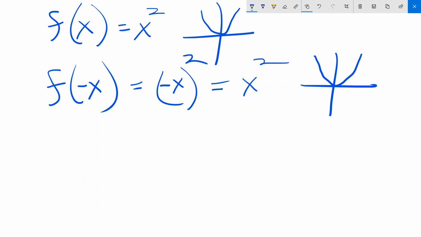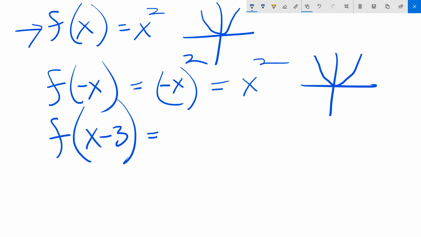Okay, now let's do a horizontal shift. First of all, is that vertical or horizontal? Horizontal. Why? Because it's inside the function. Okay, and what does that translate to algebraically? In other words, before I graph it, I want you to tell me what it is as a function. If f of x is x squared, what is f of x minus 3?